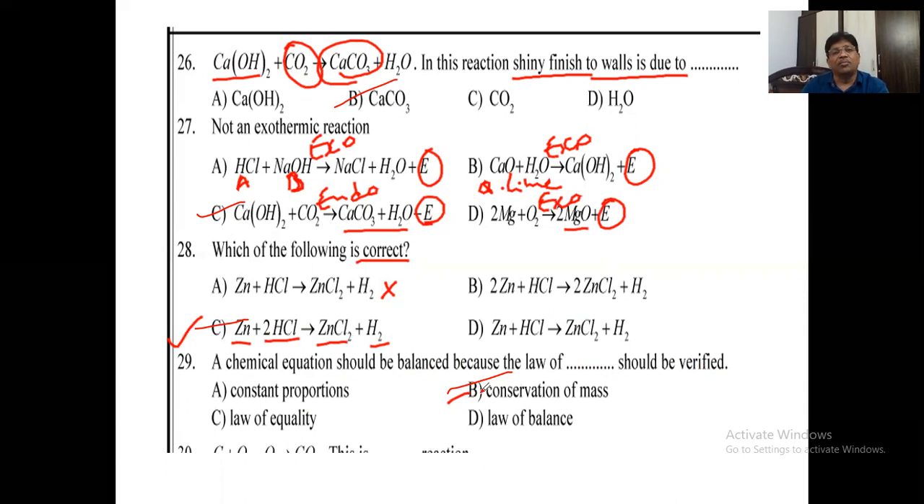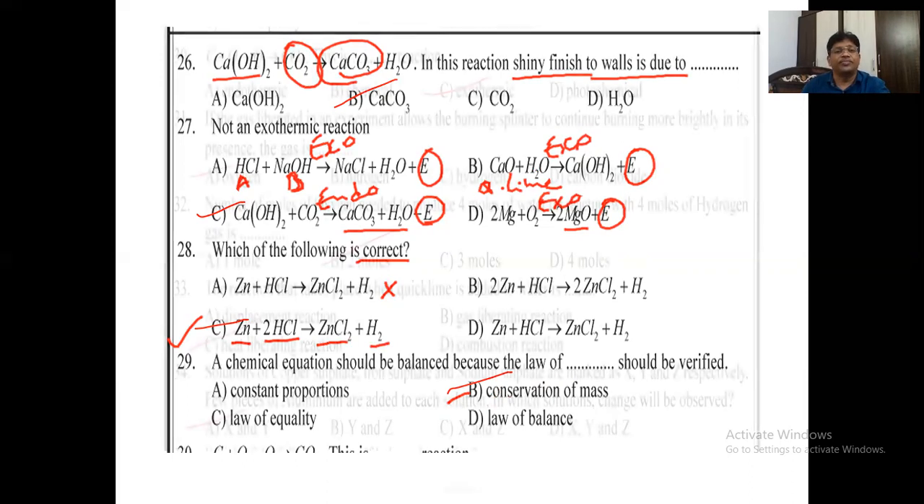Lavoisier proposed what? The law of conservation of mass, according to which the total mass of the reactants before the reaction must be equal to the total masses of the products formed. So law of conservation of mass should be verified so that we have to balance chemical equation.